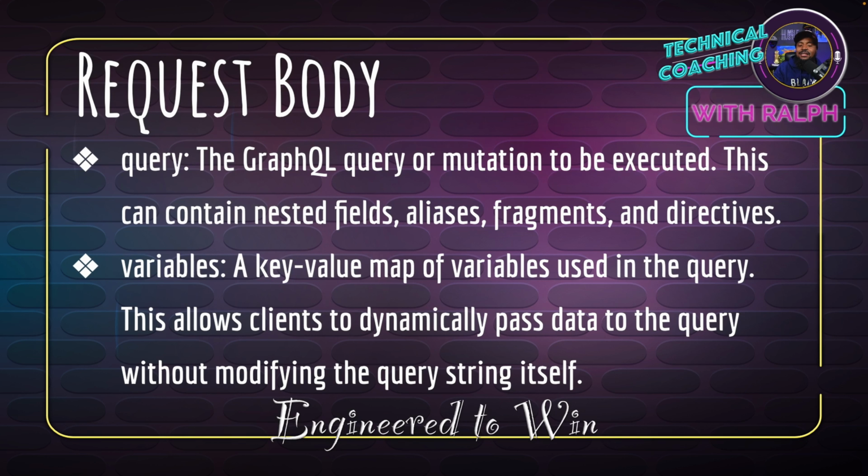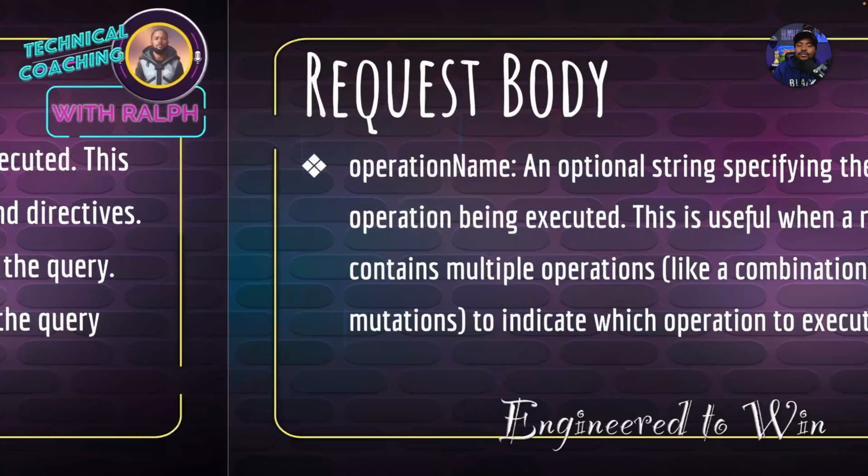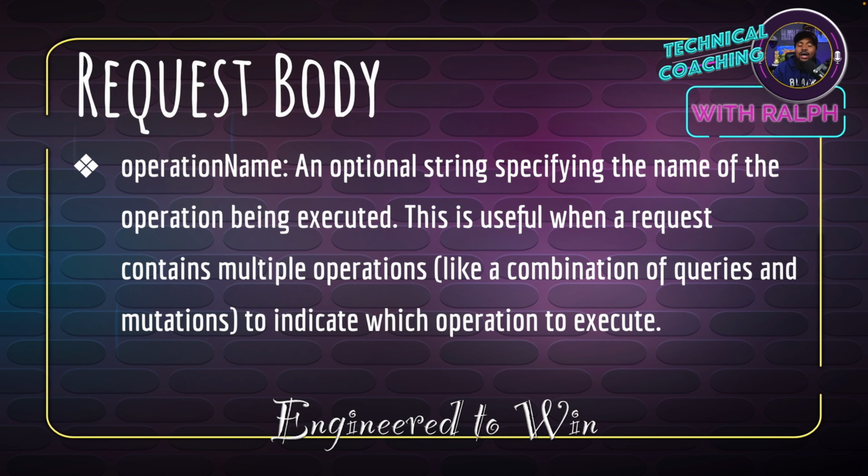This can contain nested fields, aliases, fragments, and directives. It also has variables, a key value map of variables used in the query. This allows clients to dynamically pass data to the query without modifying the query string itself. The request body also contains the operation name, an optional string specifying the name of the operation being executed.